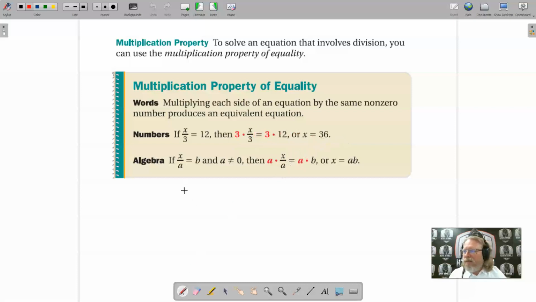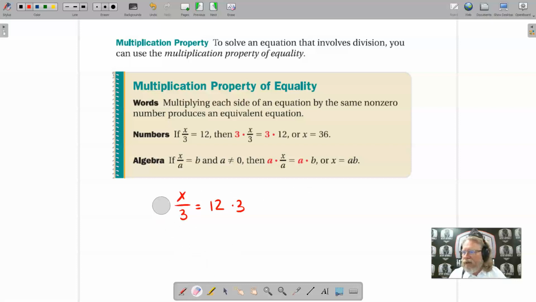So let's look at what's going on there. I have x over 3 equals 12. And supposedly, if I multiply each side by 3, this is going to work out, right? Well, let's see why that is that we end up with just x in this case. And 12 times 3 is going to be 36. But why does 3 times x over 3 equal just x? So let's look at that.